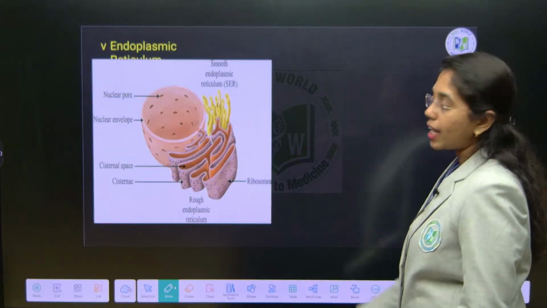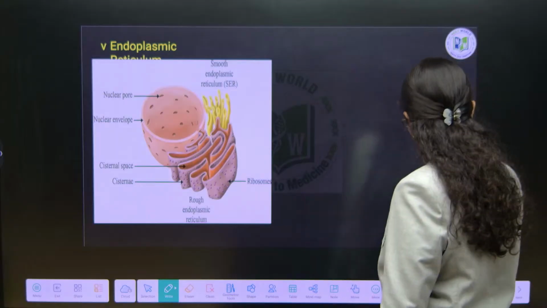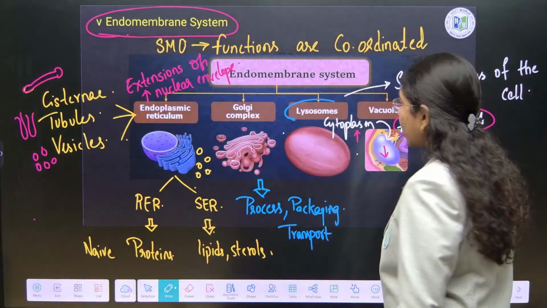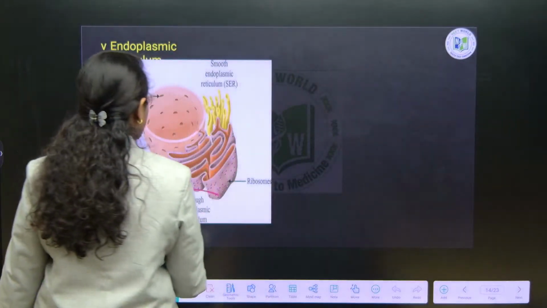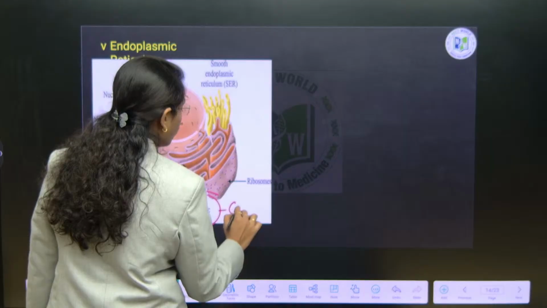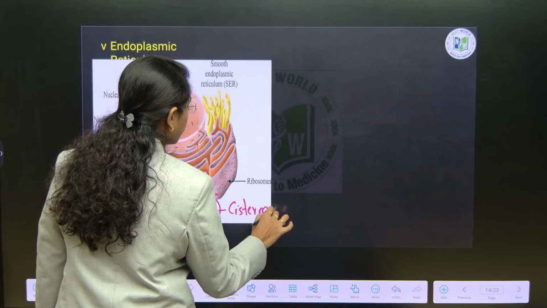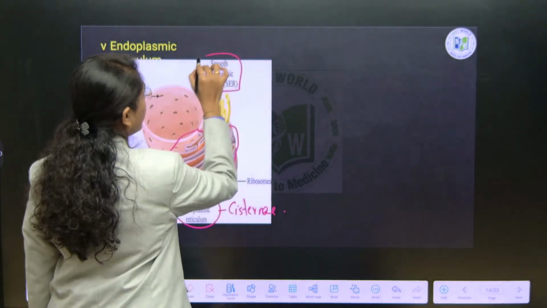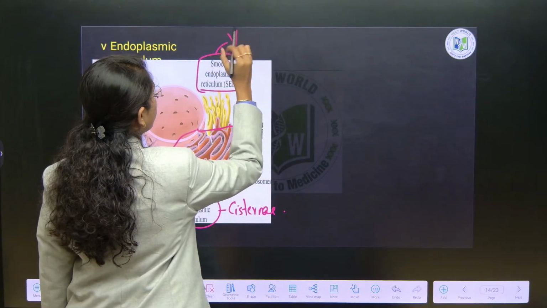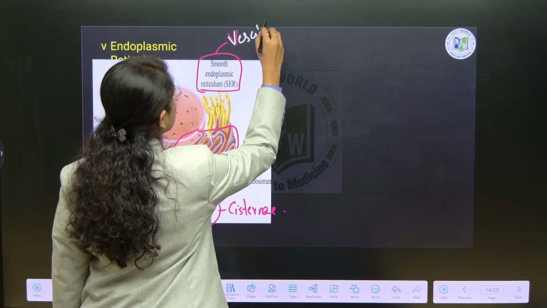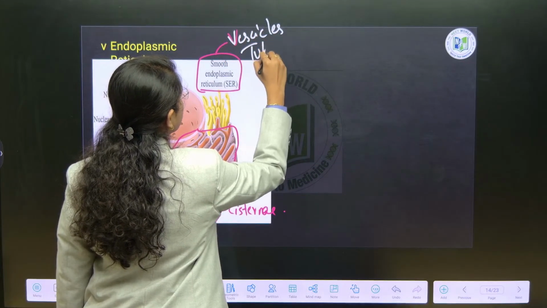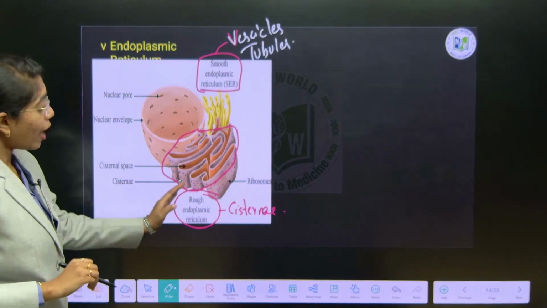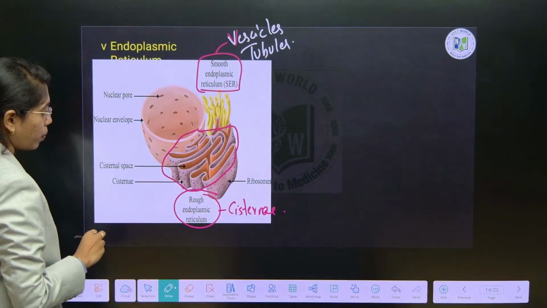endoplasmic reticulum. As I told you, endoplasmic reticulum can be of what structures? Cisternae, tubules and vesicles. Mostly the rough endoplasmic reticulum which you are seeing here is in the form of cisternae. You can see it here clearly. Smooth endoplasmic reticulum will be mostly in the form of vesicles and tubules.